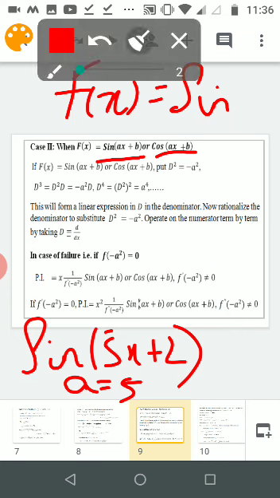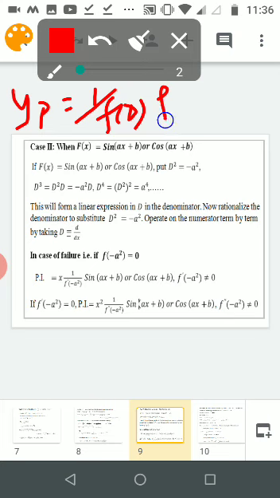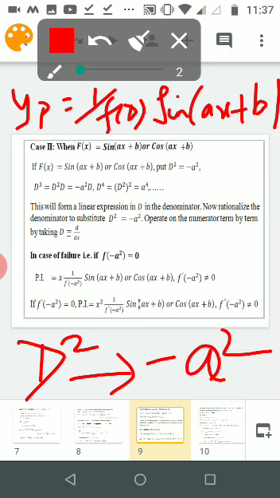Now, as usual, we'll have yp is equal to 1 upon f of D on the sine of ax plus b. This is applicable for cos as well, for sine and cos. Nothing about tan or sec. Sine and cos. Now what we do here is we replace D square, not D. We replace D square by minus a square. This is how we go about it.